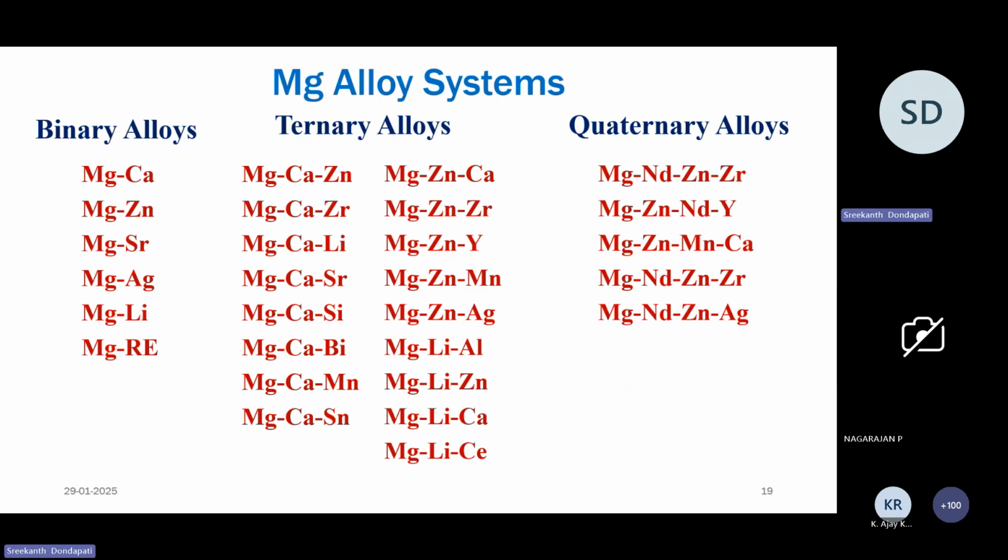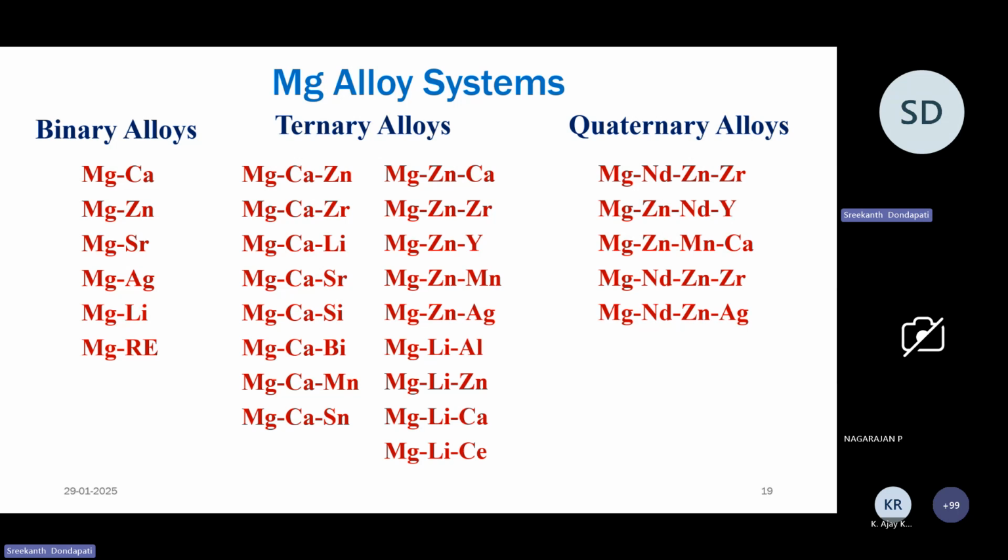Now, what magnesium alloy systems are there? Generally, the most widely used alloying elements for magnesium are calcium, zinc, lithium, strontium, and tin. Over these many years, researchers have tried many alloy systems, and I have listed some of them here. The most widely researched binary alloys are magnesium calcium, magnesium zinc, magnesium strontium, magnesium silver, magnesium lithium, and magnesium with rare earth elements. Likewise, we have ternary alloys and quaternary alloys, in combination of these materials.